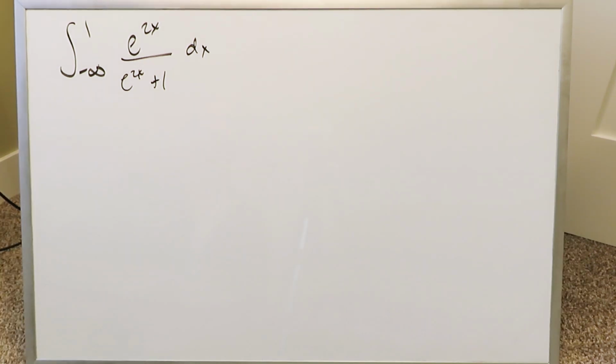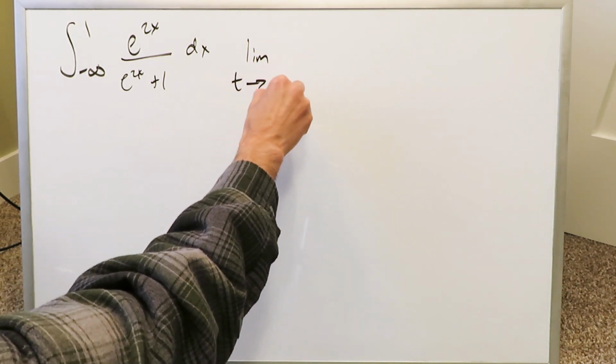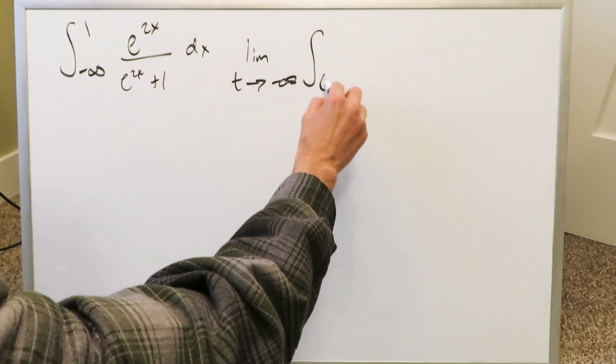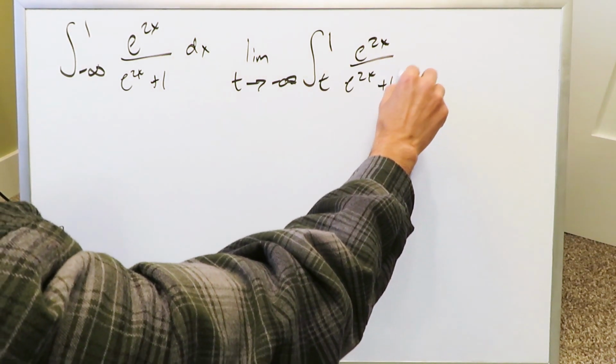Now for this specific function, because we have that minus infinity, the lower limit, we can bring in a limit, and the limit can look something like this. Limit as t approaches minus infinity. And you can rewrite that entire integral, and it's not hard. You're looking here at t to 1, e to the 2x over e to the 2x plus 1 dx.